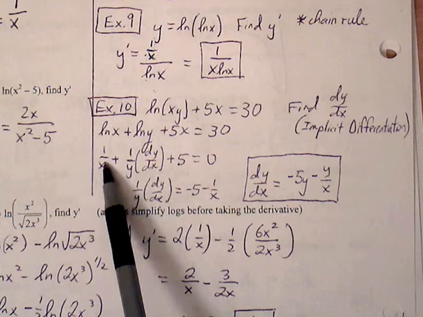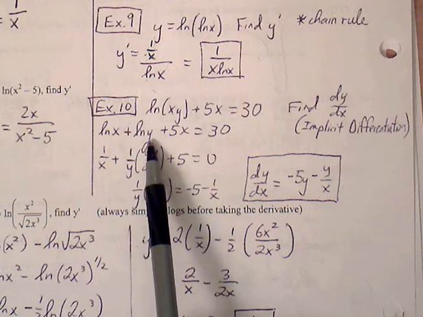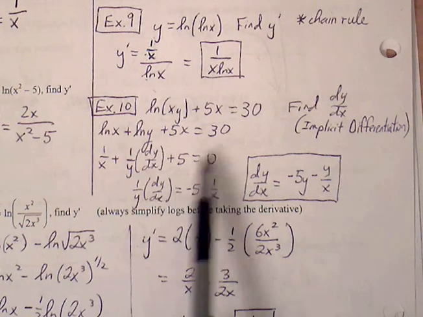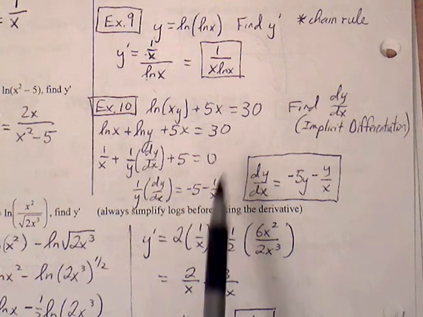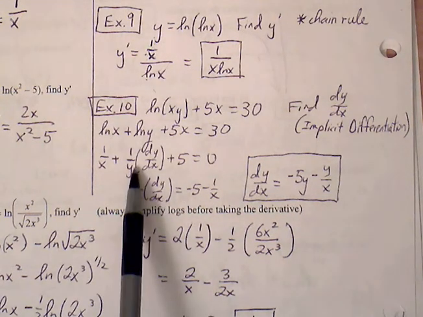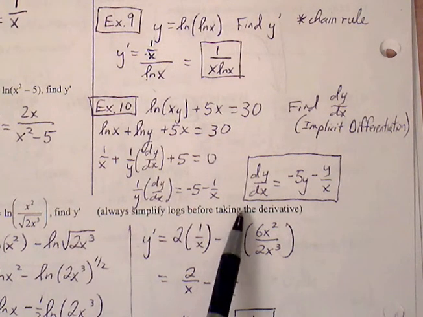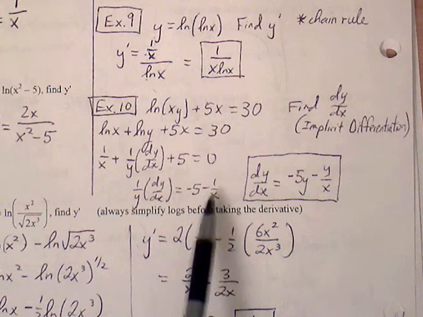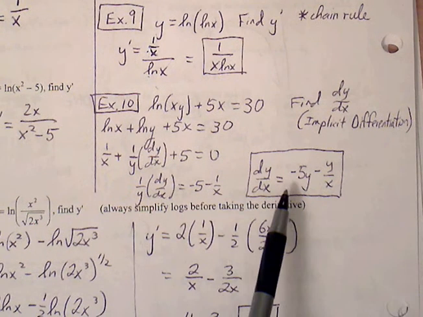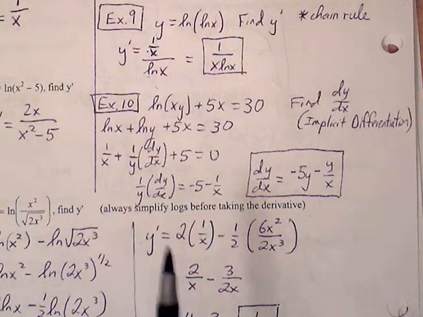ln of x becomes 1 over x. ln of y becomes 1 over y times dy/dx. Right? 5x becomes 5. 30 goes to 0. So now we just have to solve for dy/dx. So subtract 1 over x from both sides, divide both sides by 1 over y, and when we clean that up, we get negative 5y minus 5 over x, over 1 over y, which simplifies to dy/dx equals negative 5y minus y over x.